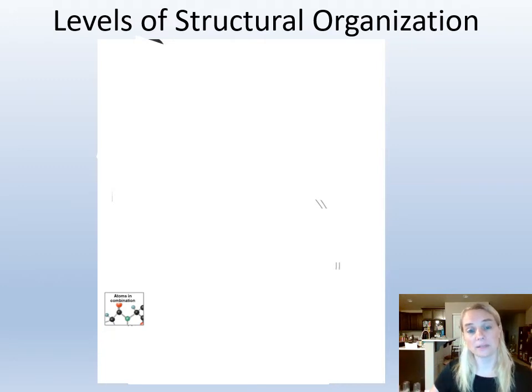All right, so we're going to go through the levels of structural organization, and it kind of sets the stage basically for the rest of this whole year for all of your A and P sequences. So you may have seen this back in your general bio class.